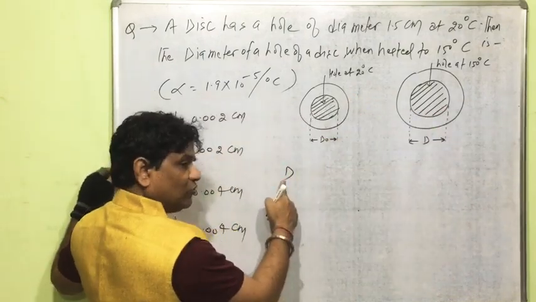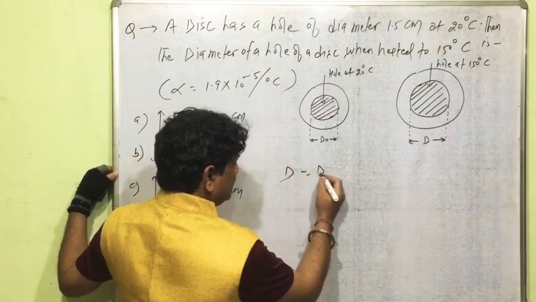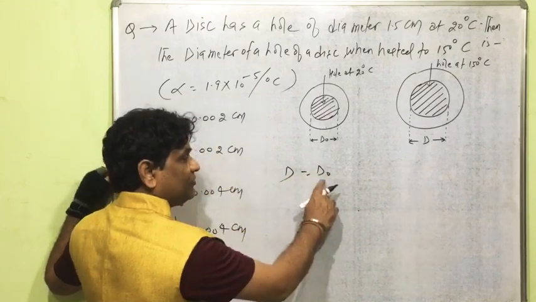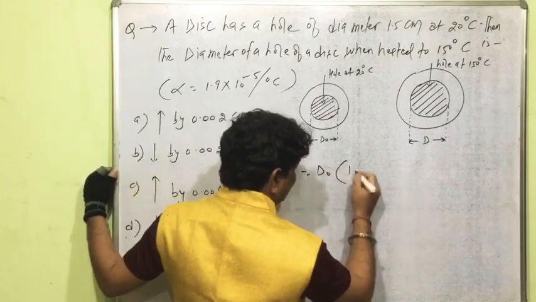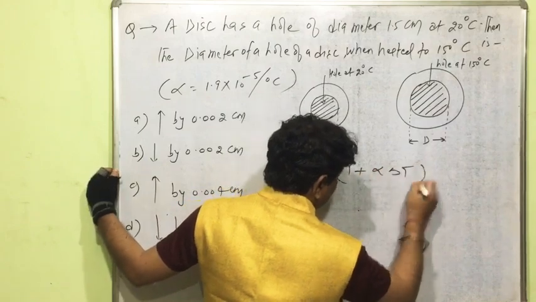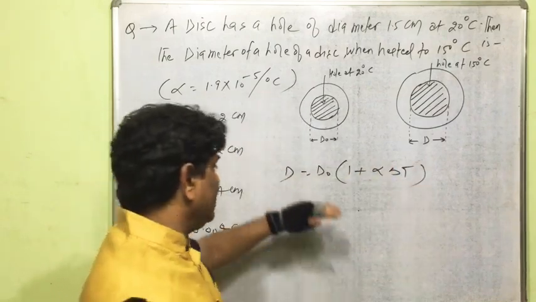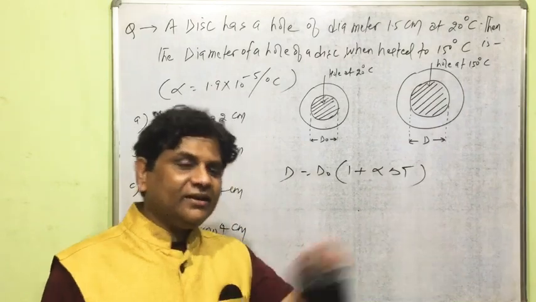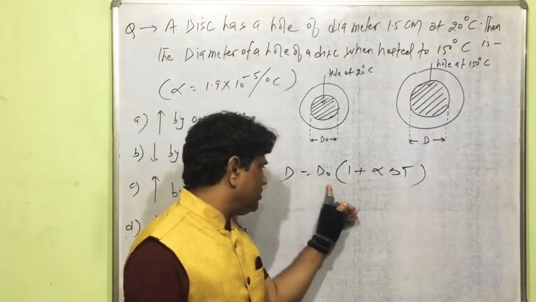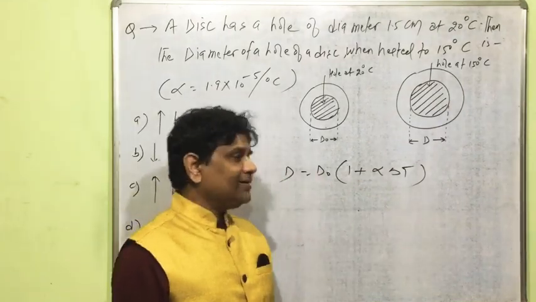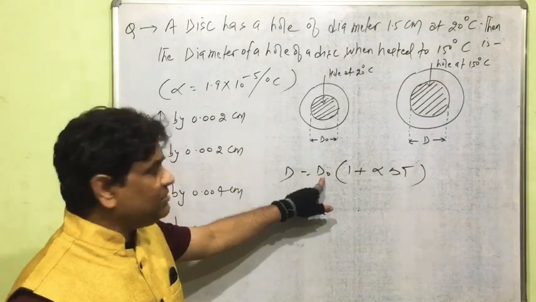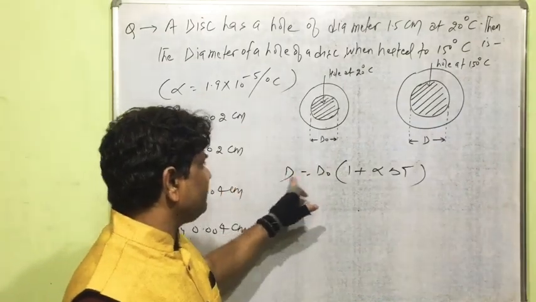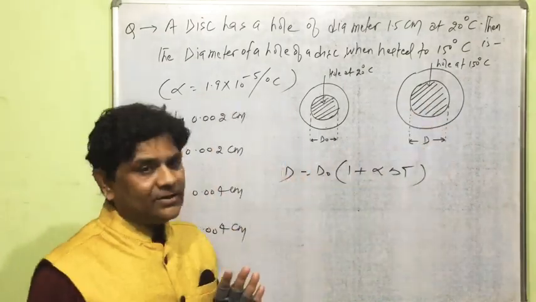Final diameter of a hole of a disc is D is equal to initial diameter of a hole of a disc D naught into 1 plus alpha into delta T. That relation we discussed already in a class here. So D is equal to D naught into 1 plus alpha into delta T, D naught is the initial diameter of a hole of a disc, D is the final diameter of a hole of a disc.